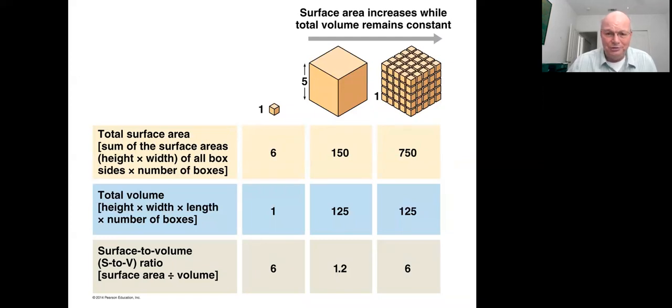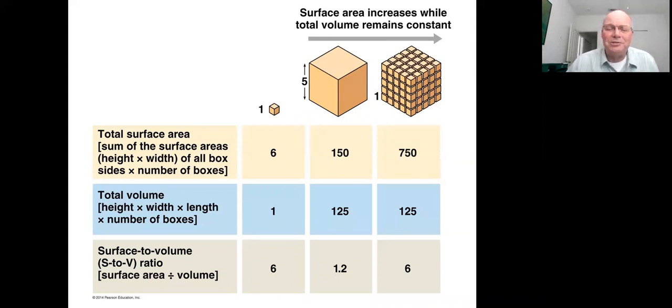And the same is true for any shape, whether it be a sphere, whether it be a cylinder, which would be more representative of a cell. The surface area increases by the square, but the volume increases by the cube. So the volume increases much faster than the surface area increases. And so as a three-dimensional shape gets bigger, the volume increases faster than the surface area. So as any three-dimensional shape gets bigger, the surface area to volume ratio decreases.